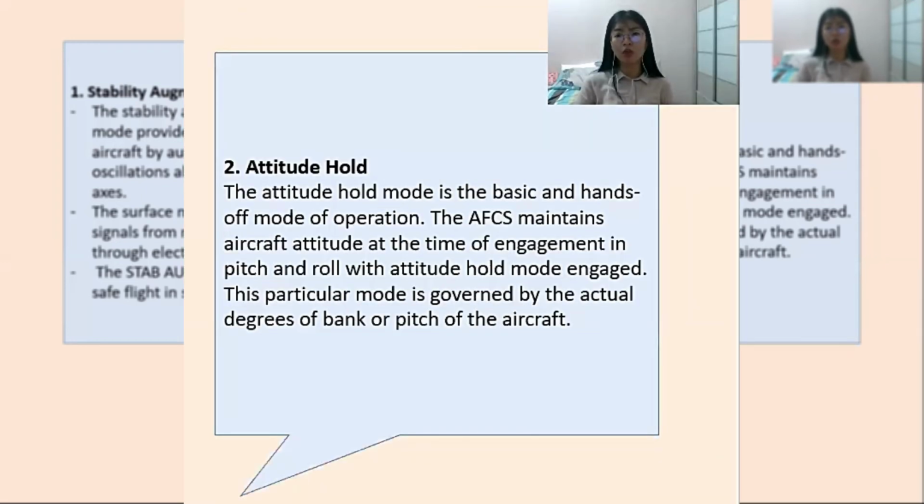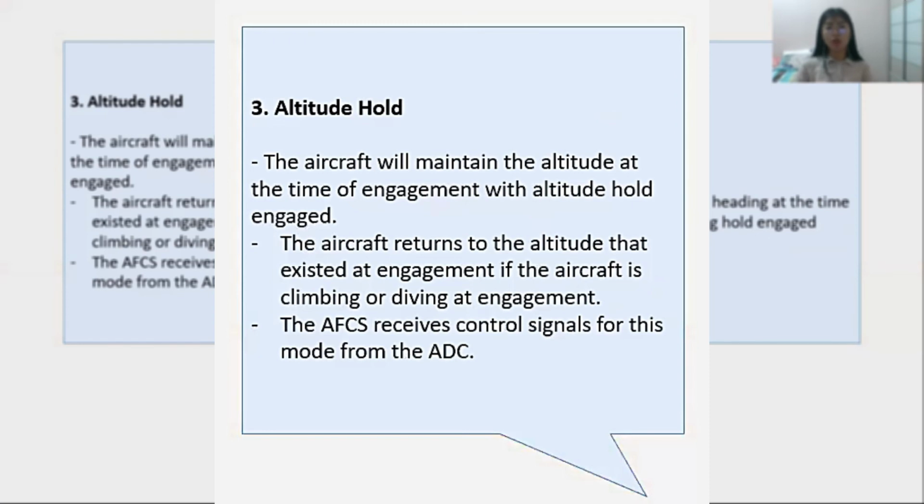Second, attitude hold. The attitude hold mode is the basic hands-off mode of operation. The AFCS maintains the aircraft attitude at the time of engagement in the pitch and roll axes with attitude hold mode engaged. This particular mode is governed by the actual degrees of bank or pitch of the aircraft. Third, altitude hold. The aircraft will maintain the altitude at the time of engagement with the altitude hold engaged.